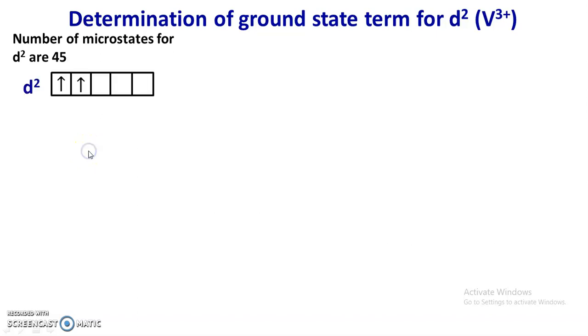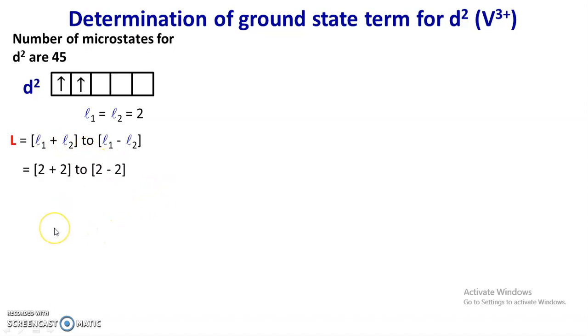So this is the representation of the d2 electronic configuration, 2 electrons present in the d subshell. For each electron, the value of the azimuthal quantum number is 2, and therefore the capital L value, that is the orbital angular quantum number, ranges from L1 plus L2 to L1 minus L2, that is 2 plus 2 to 2 minus 2. So the value of L ranges from 0 to 4, that is 0, 1, 2, 3, 4.